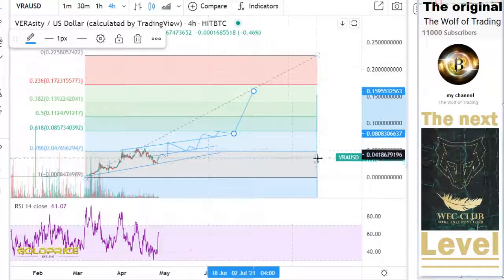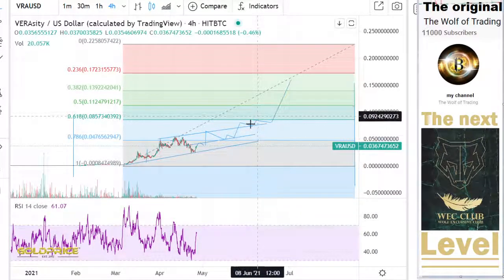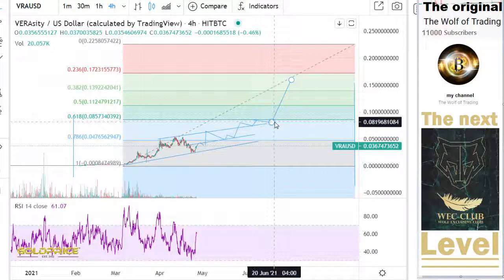So I think this formation will happen. I wait for this formation, and I think this formation also makes sense.